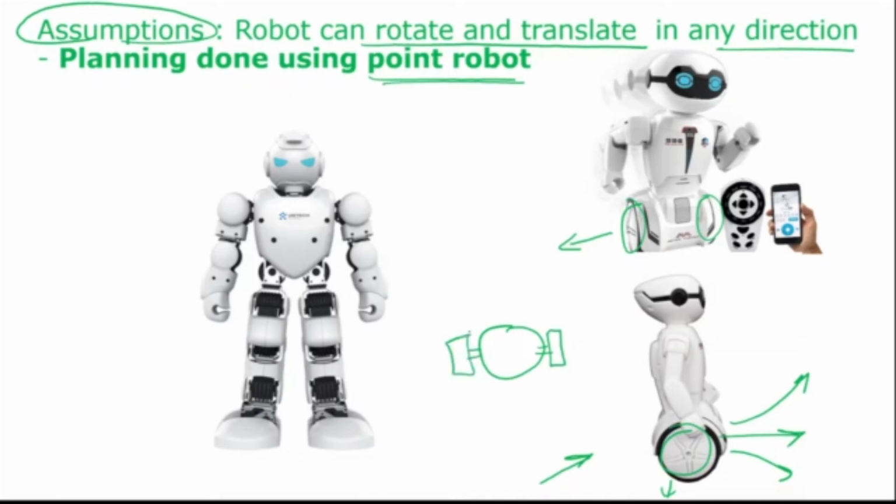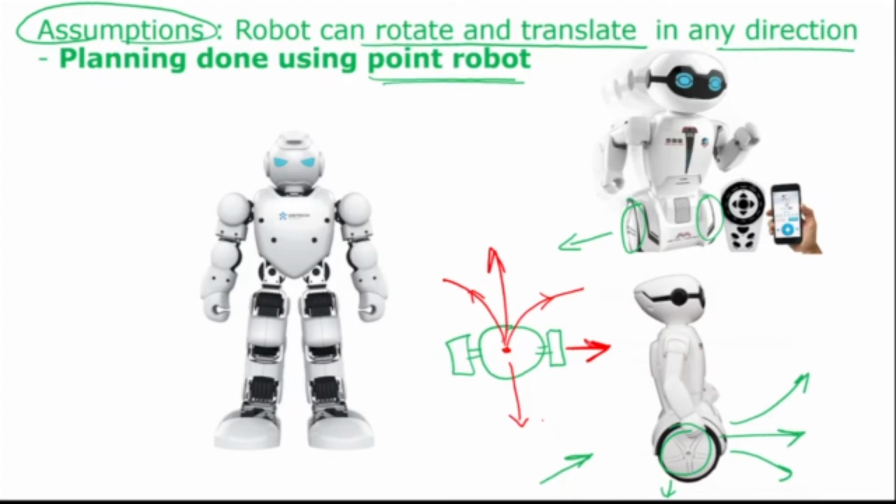So this robot can go straight, it can go back, it can turn at a particular angle. Okay, but it may not be able to go sideways. It cannot go sideways. It can rotate at an angle, it can rotate at this point, but it cannot go sideways like that.